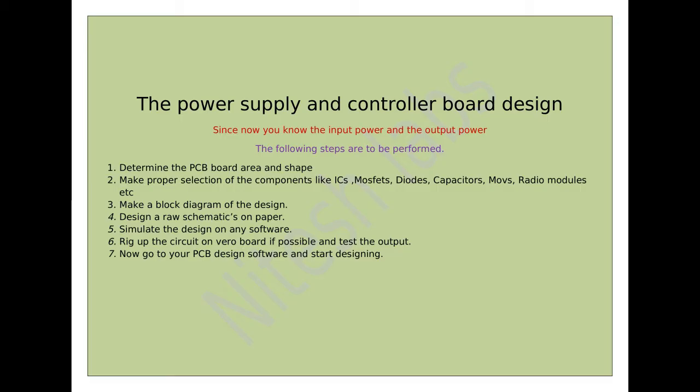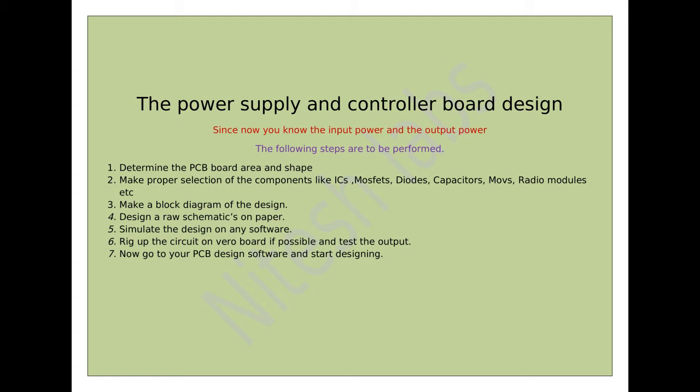Coming to the power supply and the controller board design, since now you know the input power and the output power, as you have already decided the LED board arrangement, now the following steps are to be kept in mind before designing the power supply board. First, determine the PCB board area and the shape. Second, make proper selection of the components like ICs, MOSFETs, diodes, capacitors, MOVs, radio modules, etc.